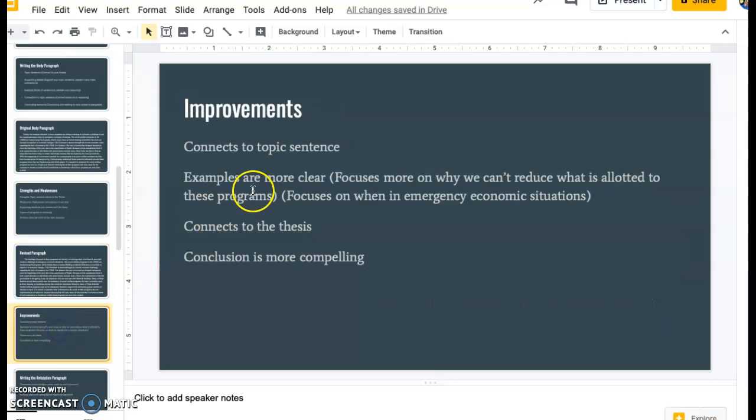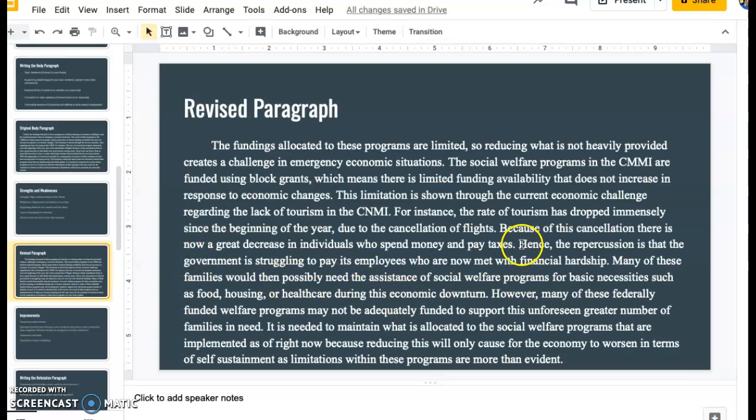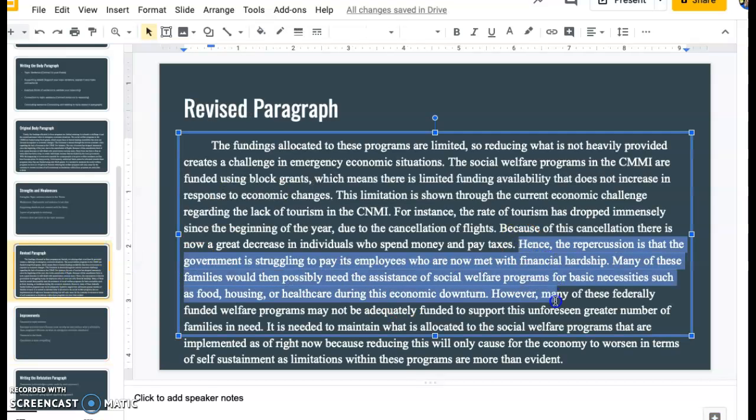So as you state all this evidence, your connection to the topic sentence becomes a lot more clear. And when you do that, everything connects with the thesis a lot more. So your audience is a lot more familiar with the points, with the examples. And then once all of this is more clear and more towards your point, your conclusion becomes a lot more compelling because your audience is already understanding your point.